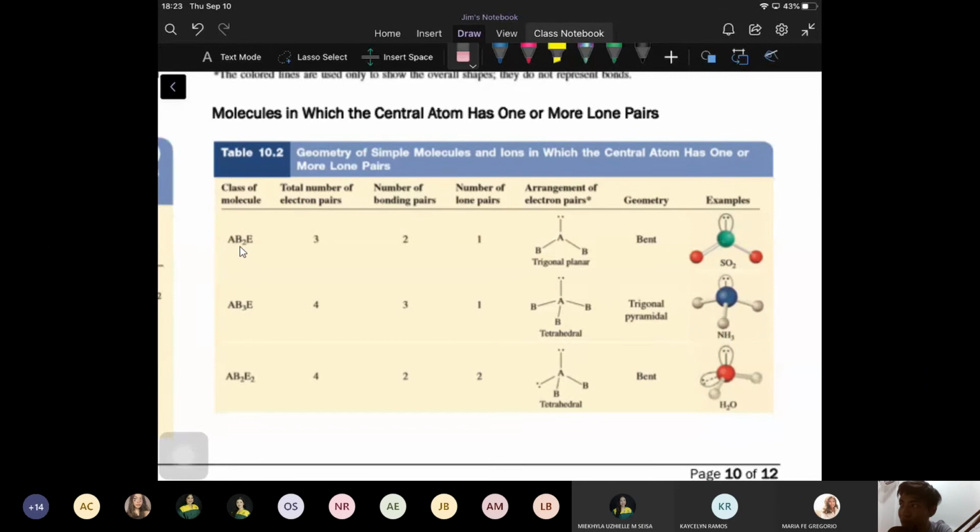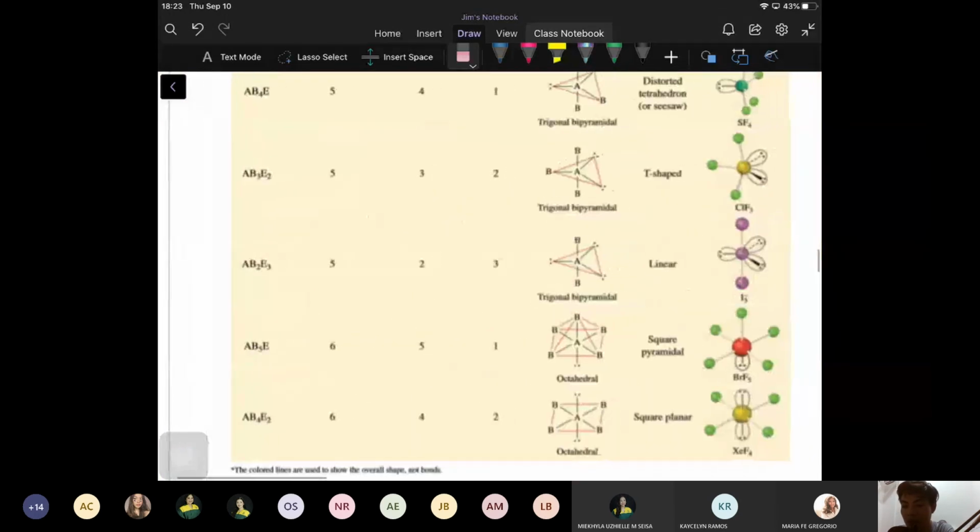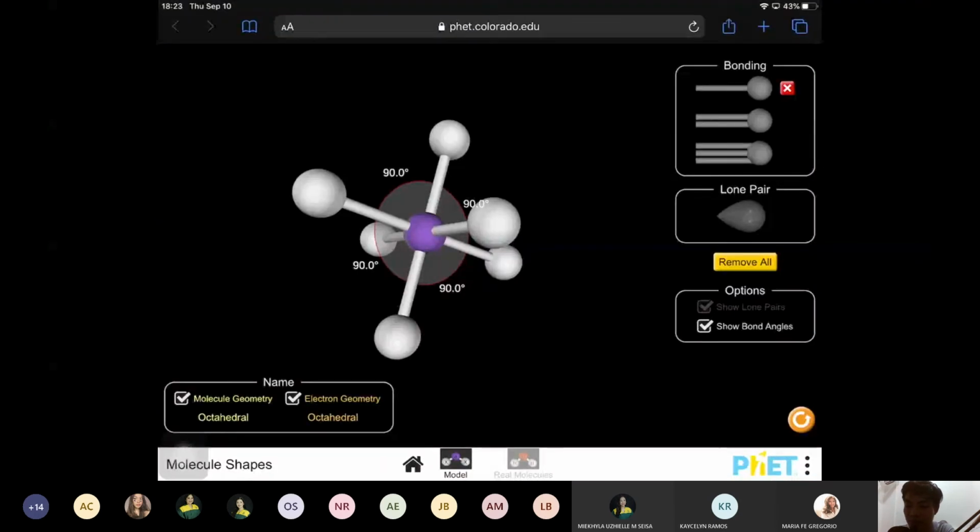Pero, we can actually use this class. Itong shortcut. Yung shortcut na yan, pwede natin yung magamit para mas mapadali yung drawing natin. Mas mapadali yung pag-identify ng molecule. Okay, so again, balik tayo dito.